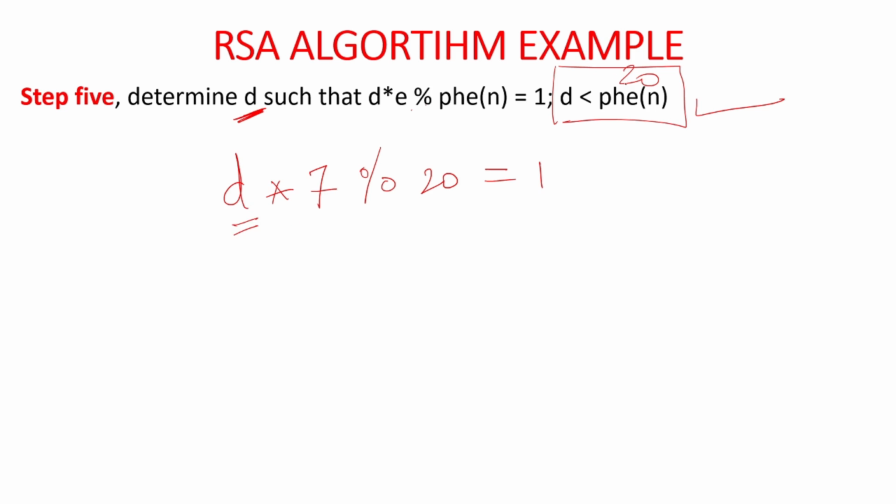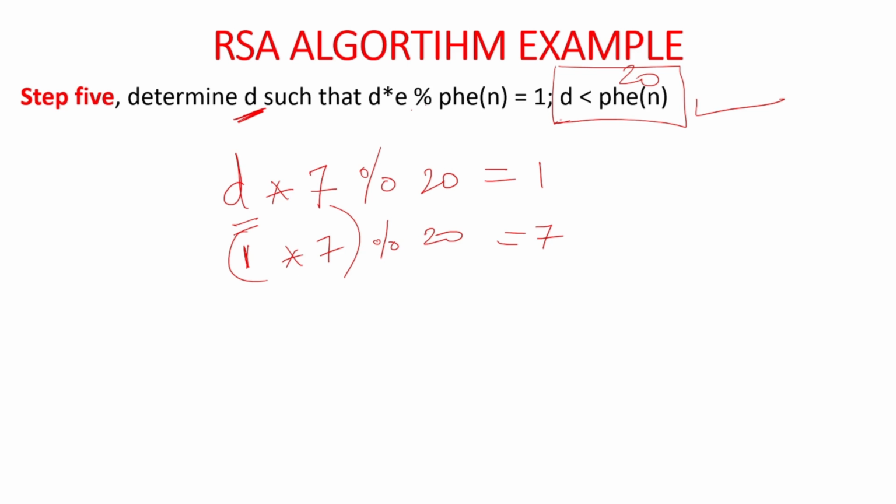Okay, it can be at the most, it can be what? 19. Because the D value, you should know this condition, cannot cross 20. It has to be less than 20. So start from 1, D as 1, you take 7 into 1 mod 20. What is 7? 1 into 7, 7. So 7 mod 20 is, answer is 7 only.